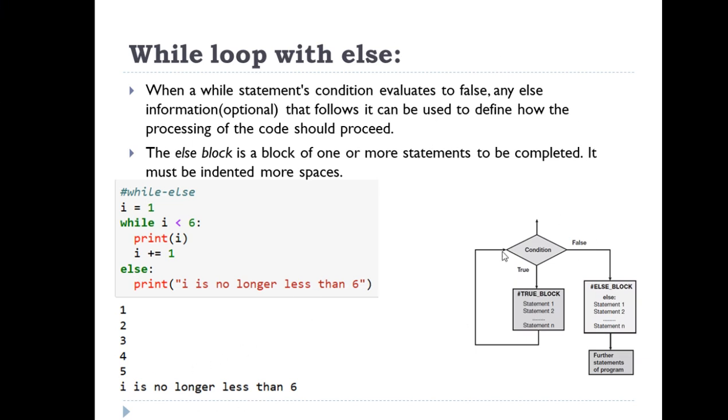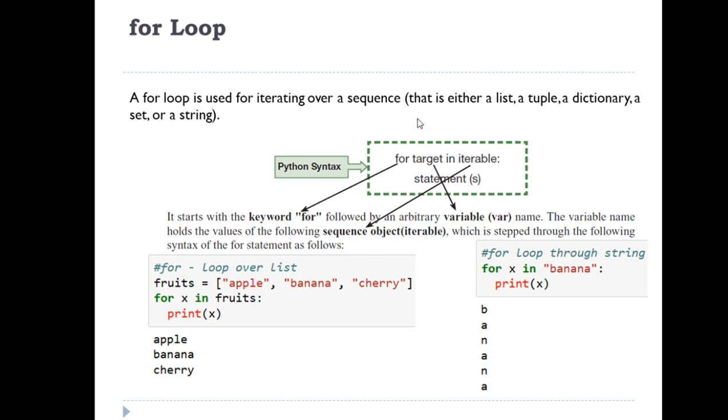If this question is asked, please write the flow chart. Condition is true, execute these true block statements. Condition is false, execute the else block statements and then proceed. Okay, so this is a flow chart of while loop. So coming to the next one, for loop.